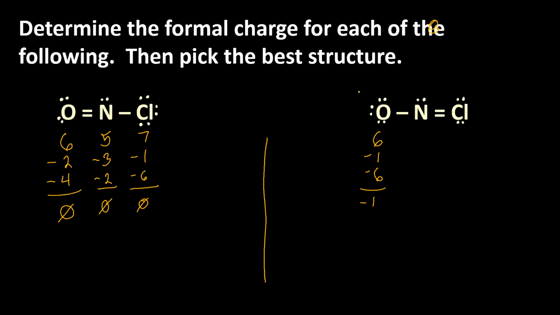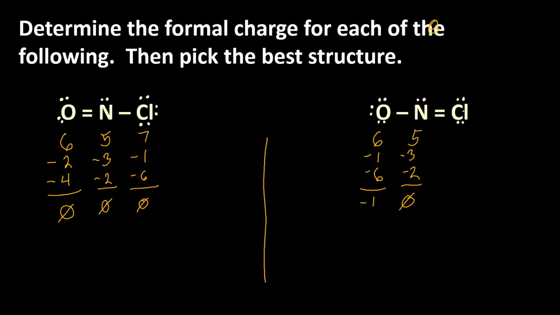Let's look at nitrogen. What's the valence number for nitrogen? 5. Yeah, you look up, it's in group 5A. It's got 5. How many bonds are touching that nitrogen? 3. How many electrons are touching that nitrogen? 2. Okay, we got a 0 there. That's good.